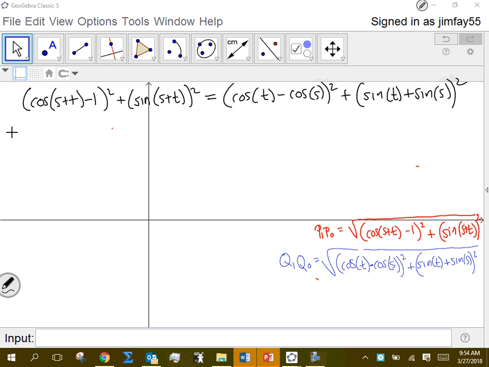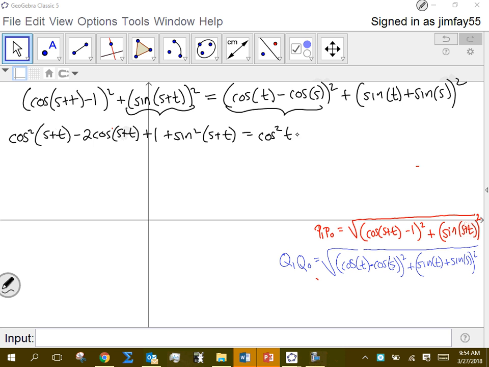Okay, I'm going to FOIL this binomial, so it becomes cosine squared of s plus t minus 2 cosine of s plus t plus 1. I'm going to square this, so it becomes plus sine squared of s plus t. I'm going to FOIL that. Cosine squared t minus 2 cosine t cosine s plus cosine squared s. And we'll FOIL that. So it becomes sine squared t plus 2 sine t sine s, and then plus sine squared s. Okay, so a lot of garbage there, but we'll get through it.